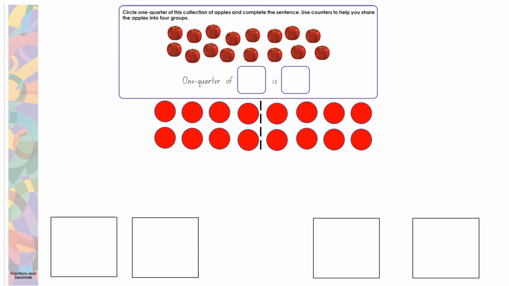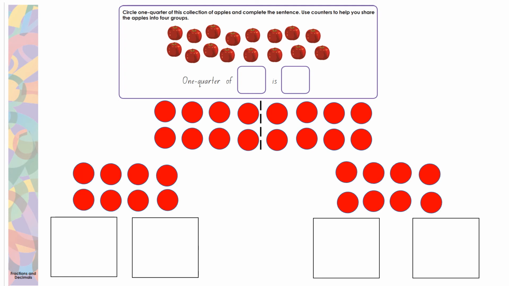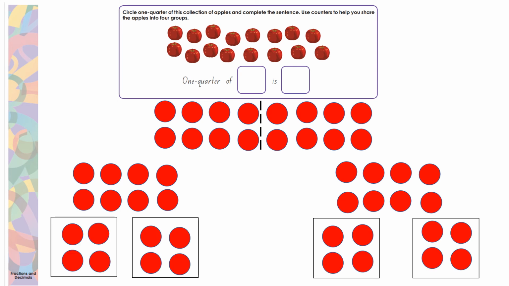I've got 2, 4, 6, 8, 10, 12, 14, 16 counters. And then I'm going to put my line down the middle because I'm going to separate my counters into halves. Can you see that 1/2 is 8 and the other half is 8? And they're both equal groups. So I know that a half of 16 is 8. But I have to find quarters. So that means I have to half the 8 again to find the quarters. So if I split my 8 into halves, that means 4 goes in each quarter. So 1/4 of 16 is 4.